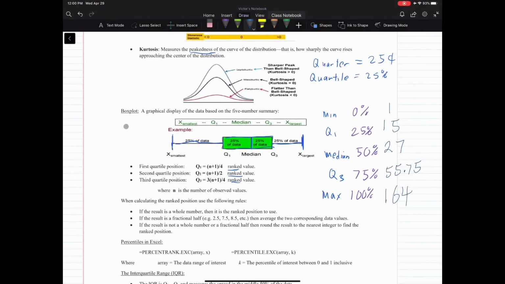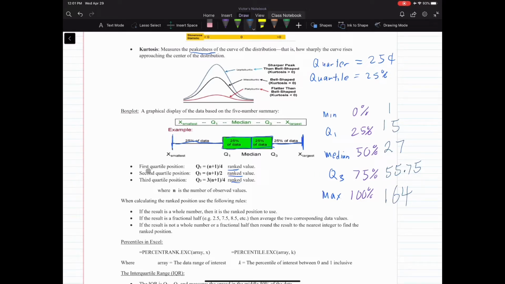The next definition that you need to know is the box plot. A box plot shows you a graphical display of the data based on the 5-number summary. And these are the 5 numbers that you're looking at: the smallest number, Q1, median, Q3, and largest number. The smallest number is your minimum. Median is your middle number. And the largest number is your maximum value. Q1 represents your first quartile, and Q3 represents your third quartile.